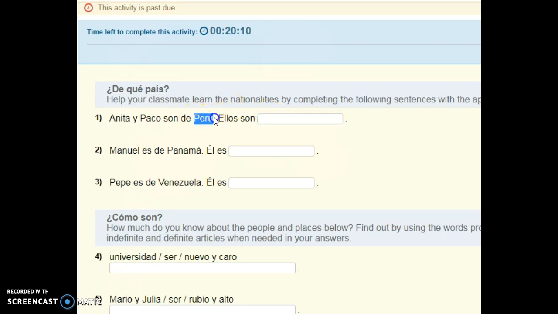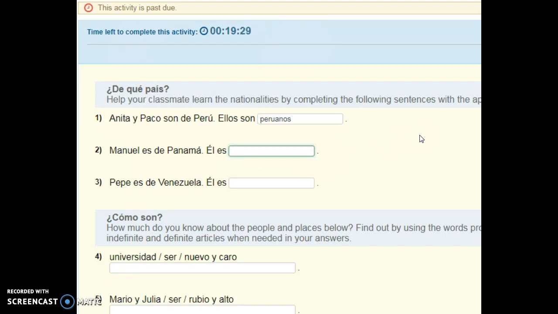And be careful with things like Peru. In English, we don't put an accent mark on it, but in Spanish, it has an accent mark, and that is required for that country to be correct if you were needing to type the country name. But here, okay, telling us Anita y Paco son de Perú. Ellos son, what are they? What nationality are they? Son peruanos. So peruano is the way the nationality will show up in your book, but because we're talking about 2 people, we need to make it agree, like any adjective, in number and gender with the noun that's being described. So ellos son peruanos.